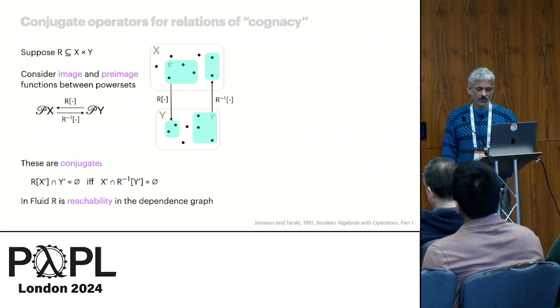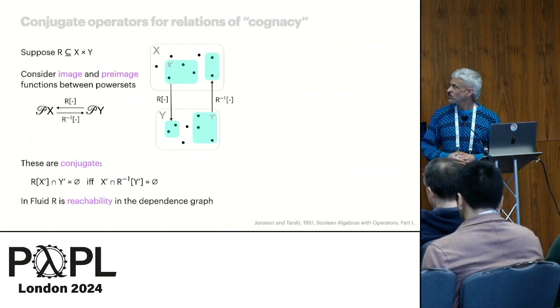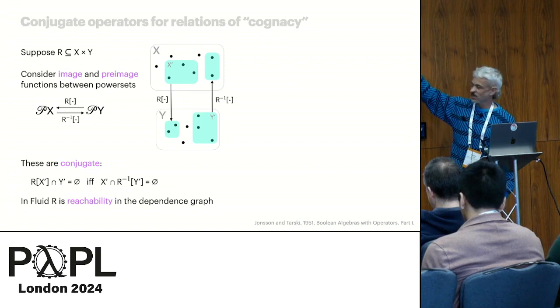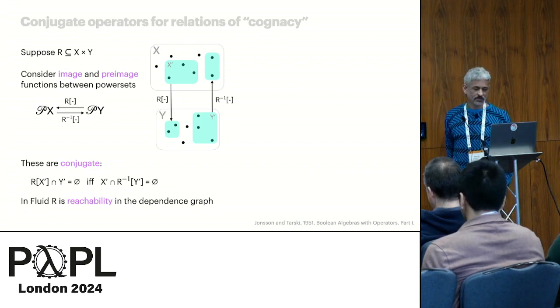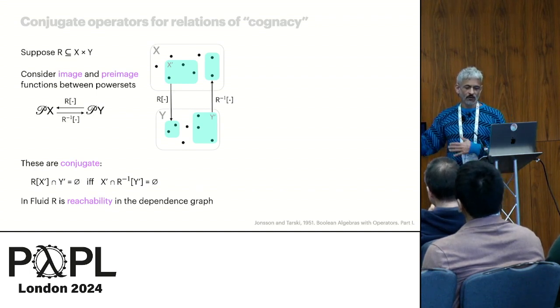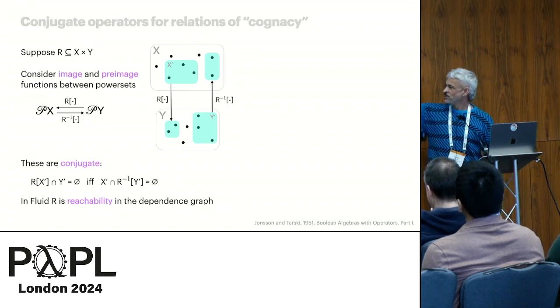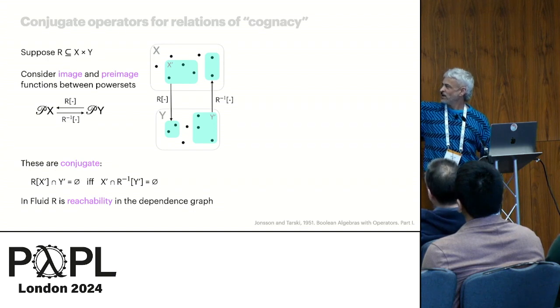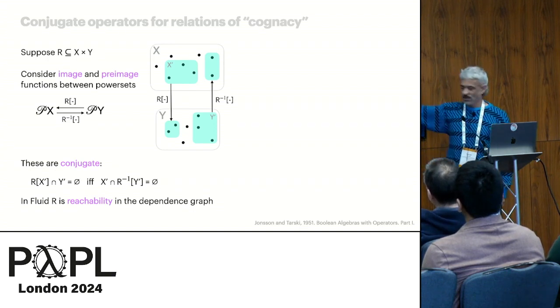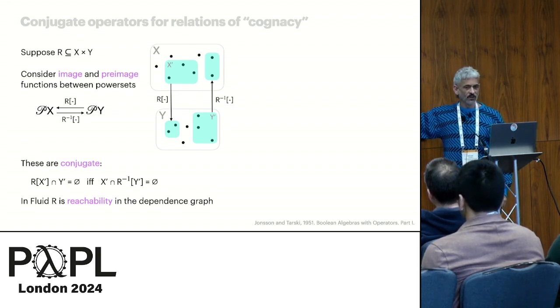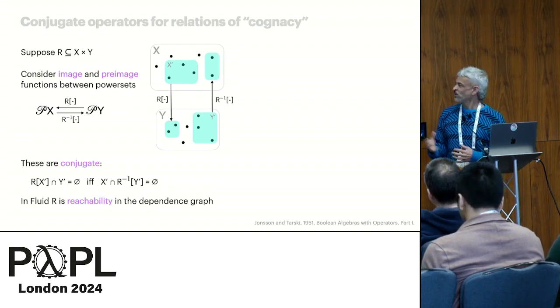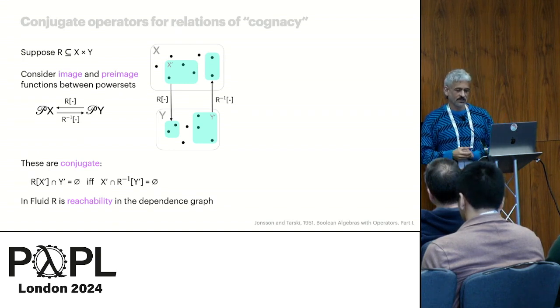So let me say something about the formal setting here, which is actually very simple. Suppose X and Y are sets of atomic data elements, say inputs and outputs, and R is a relation between them, then the two directions of navigation that we've been talking about correspond to the image and pre-image functions for R between subsets of X and Y. So I can pick out a subset of the inputs and ask what outputs are related, and go in the other direction as well. And these two functions are conjugate, which just captures this notion of reciprocality at the level of sets rather than individual elements.